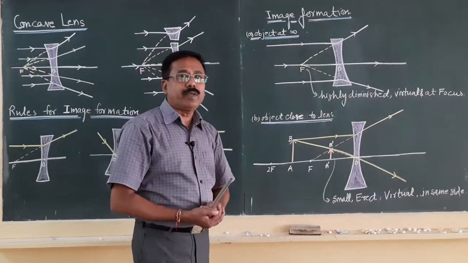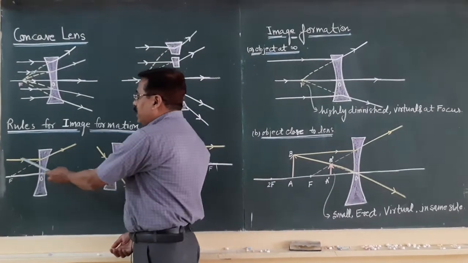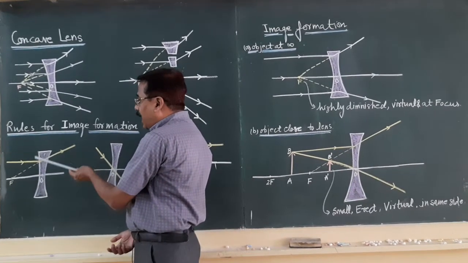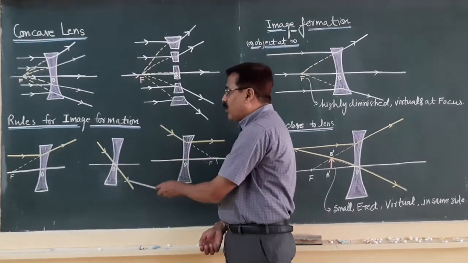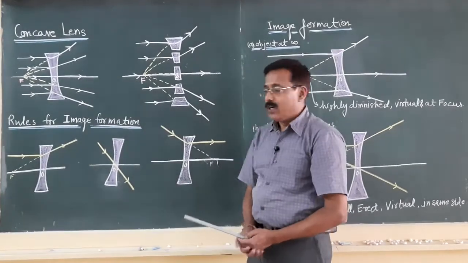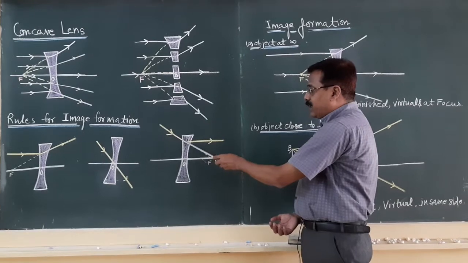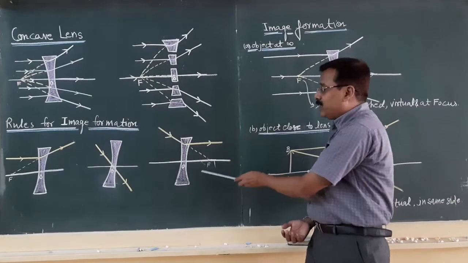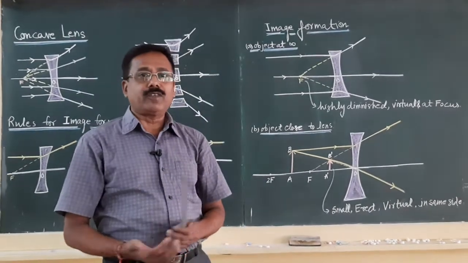Now, for image formation using the concave lens, we have three rules. Rule 1: a light ray parallel to the principal axis, after refraction, diverges and appears to come from the focus. Rule 2: if a light ray is incident on the concave lens through the optical center, it is refracted without any deviation. Rule 3: if a light ray incident on the concave lens appears to be heading towards the focus, after refraction it becomes parallel. So, these are the three rules. With the help of these three rules, we can form the image of the object.